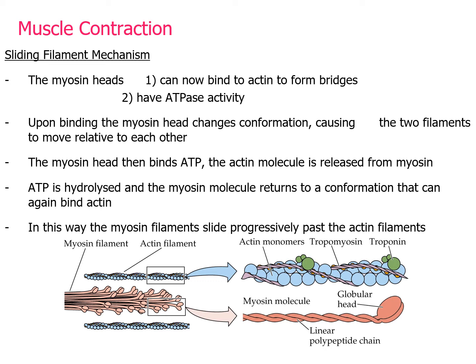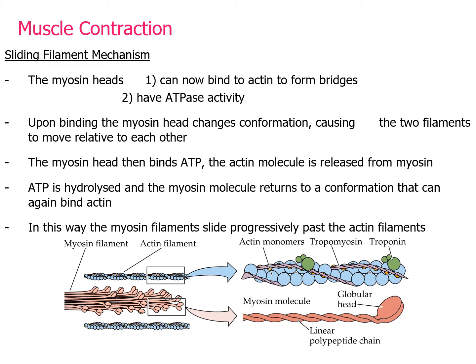So with binding of the myosin head, there's a change in shape, and the thick and thin filaments move past each other. You get contraction. As they're sliding closer, they're overlapping more. And the myosin head then will bind ATP, and with that, you get release from the actin.